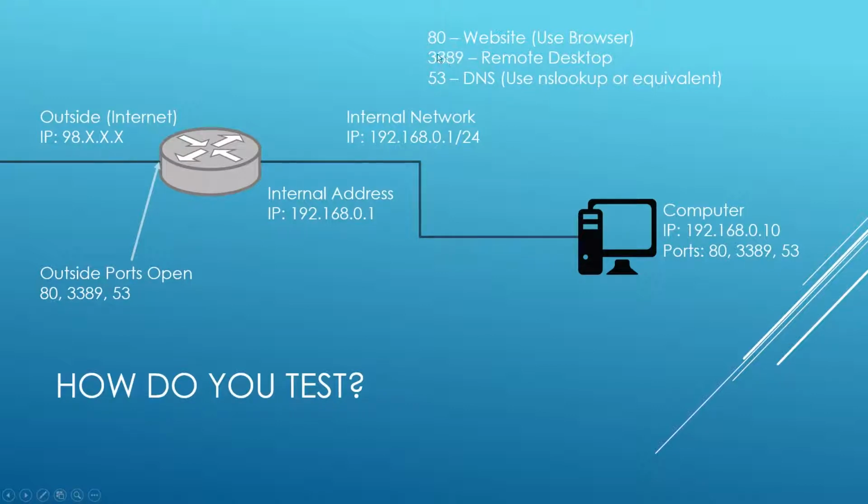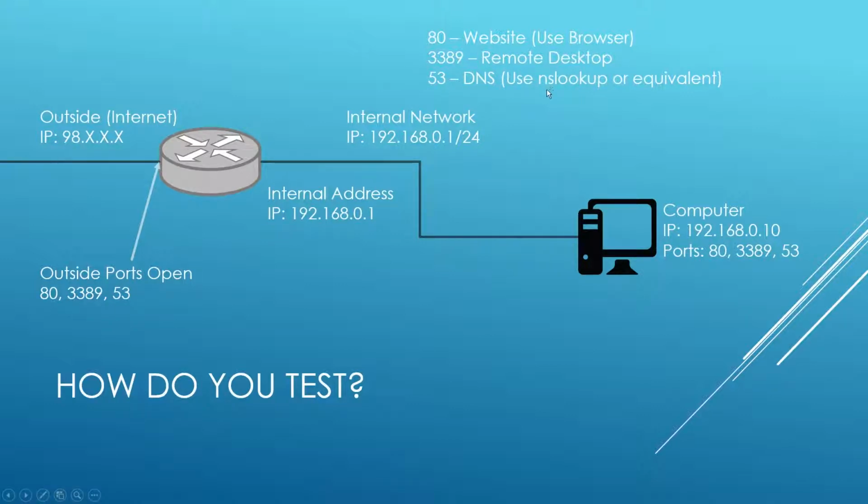Where I have broken down here at the top is going to be, like I said earlier, 80 website, 3389 remote desktop, 53 DNS. On the side, I just kind of put a side note. The main one that I worry about for most people is DNS, especially for those that are in a business or in a school and they're trying to port forward for resolve from the outside.